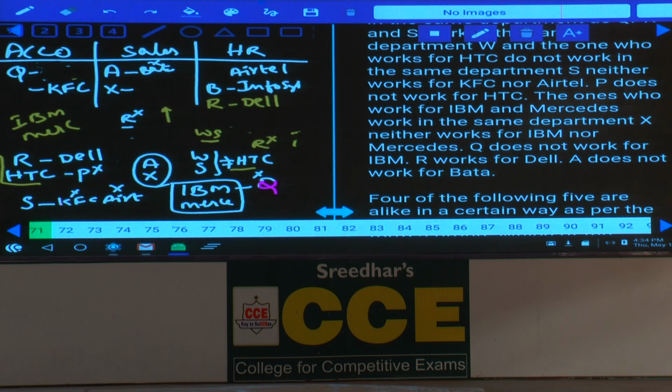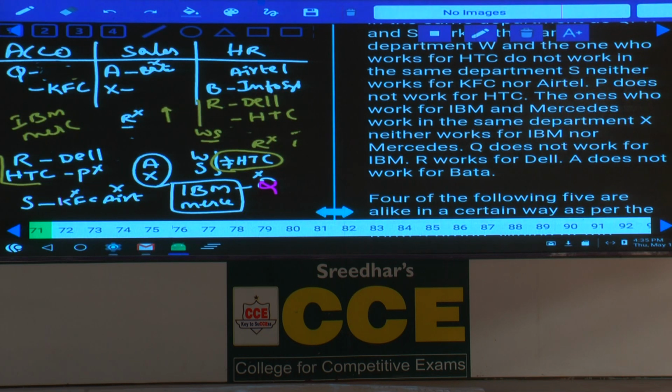If R is working in Dell, then tell me the other person. Who is the other person here? HDC. And there are 4 persons in this. If R and HDC are here, then can W and S be at this place? No, W and S cannot be HDC. Both these 2 persons cannot be HDC. Hence, W and S must be IBM and Mercedes in any order.